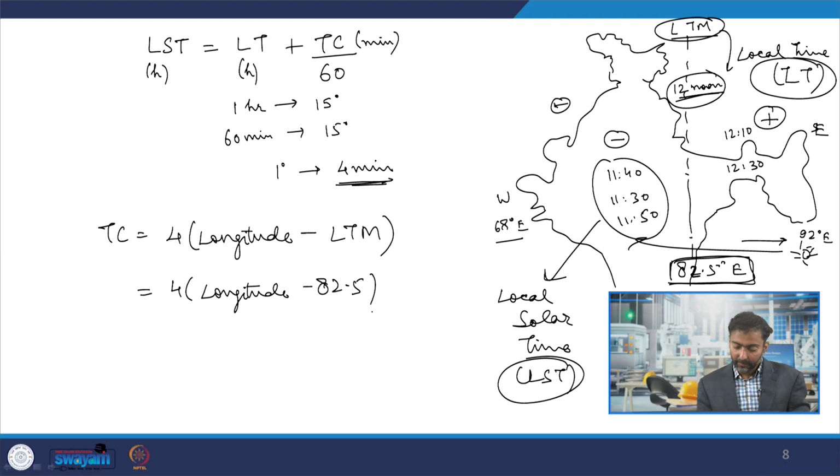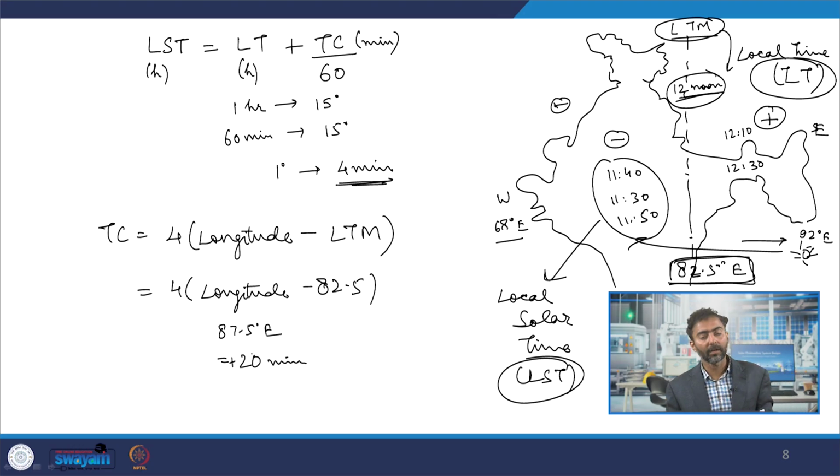Now for example, suppose you are located at 87.5 degrees east in India. So for you it would mean 87.5 minus 82.5 is 5 degrees. So your time correction would be 5 into 4, which is 20 minutes, and it is positive, sign is important. Your solar time is 20 minutes ahead of the clock time. That means when your clock is showing 12 noon, actually your solar time is 12:20.